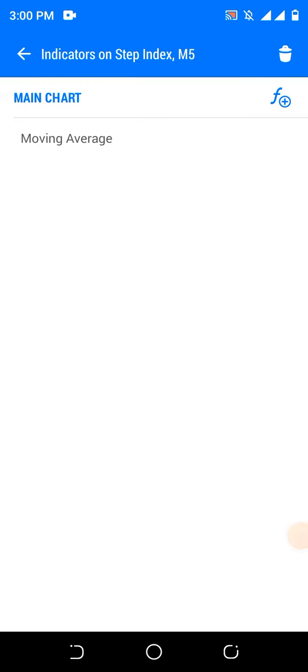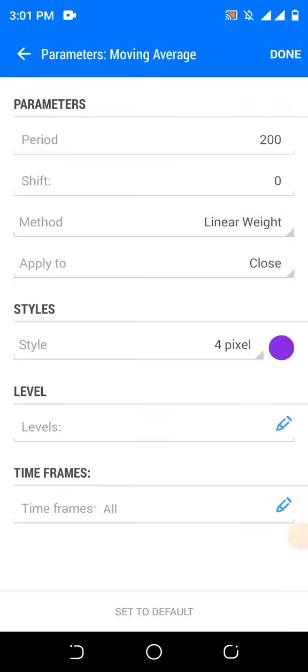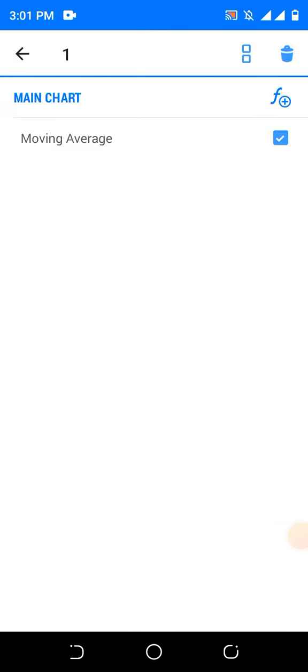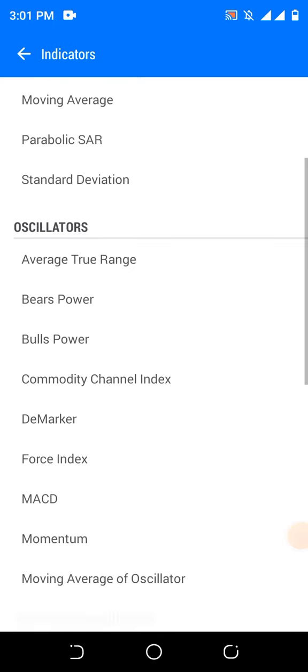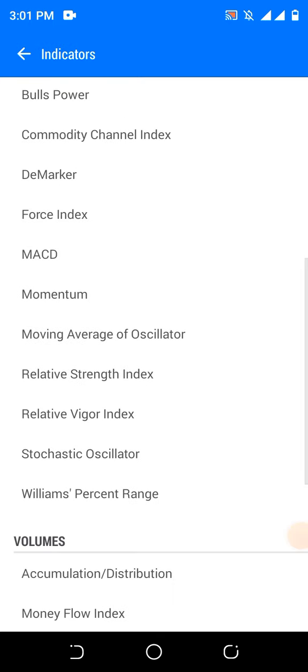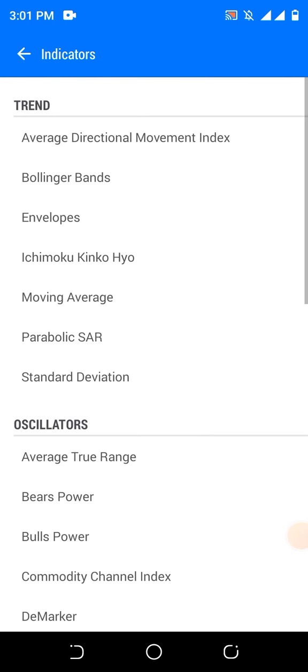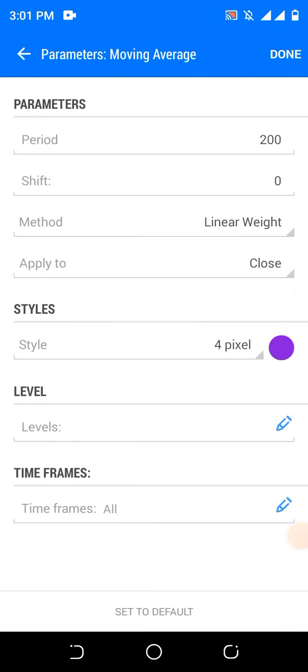Go to function. Now the first indicator is moving average. Let me show you. The first thing you need to do is click on this button. You choose moving average, and you click on it. So this is what the settings for moving average look like.